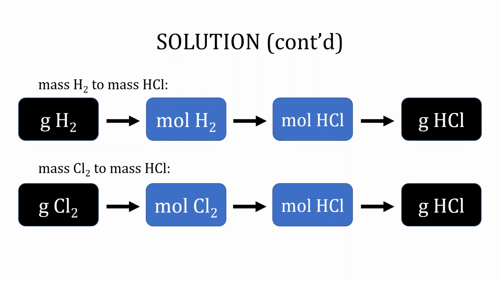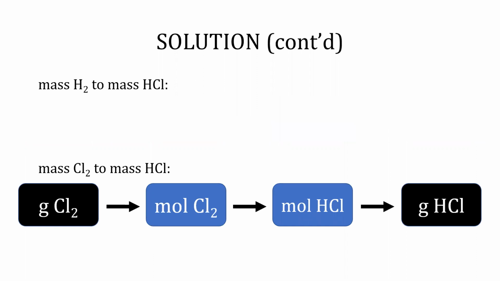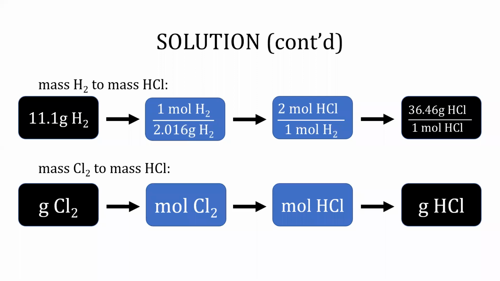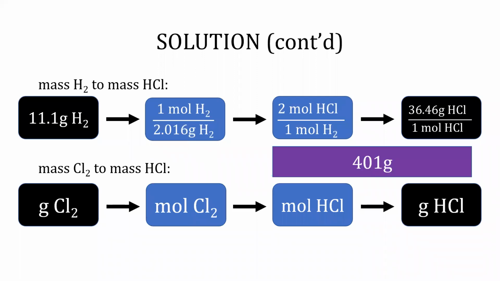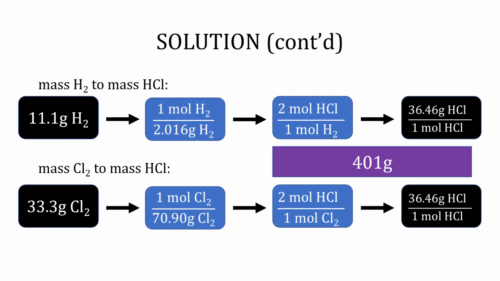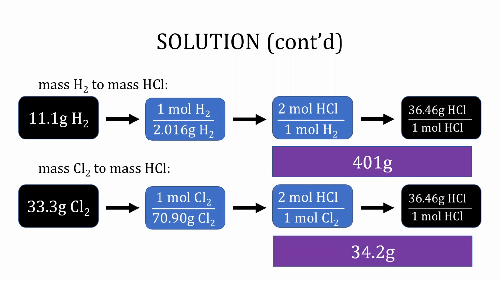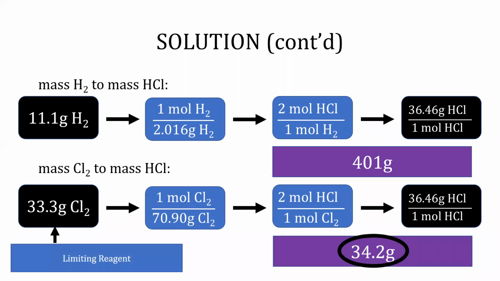For the mass of HCl from the mass of H2, after plugging in all the values, 401 g of HCl is produced from 11.1 g of H2. For the mass of HCl from the mass of Cl2, after plugging in all the values, 34.2 g of HCl is produced from 33.3 g of Cl2. It turns out that the limiting reagent is Cl2 because it produces the least amount of product, so the theoretical yield is 34.2 g of HCl produced.